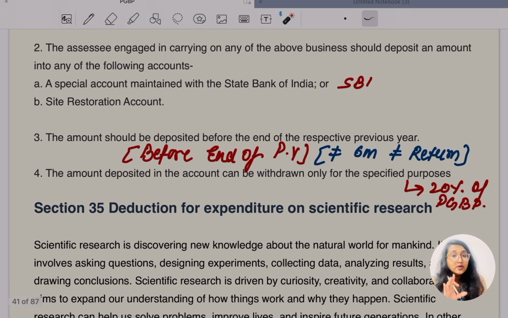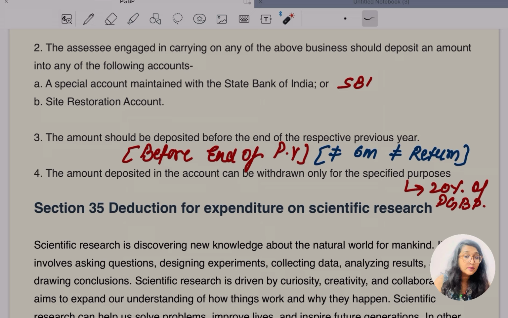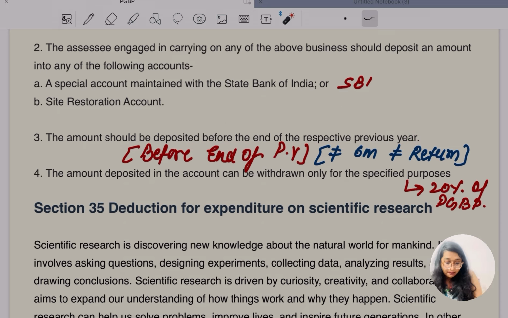Okay. So what is going to be the time limit? Time limit is not going to be that 6 months. ठीक है, not going to be the return वाला time. ठीक है. So they are saying the amount should be deposited before the end of the respective previous year. So they are not talking about deposit before 6 months from the end of the previous year. Simple बात बोल रहे हैं, it should be deposited before the end of the respective previous year, and the amount deposited can be withdrawn only for a specified purpose. सीधी बात है. But in the earlier case 40% of PGBP was allowed as deduction, but in this case 20% of PGBP is going to be allowed as deduction. इतनी बात है. ठीक है.